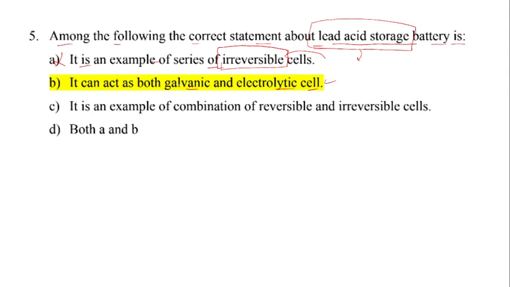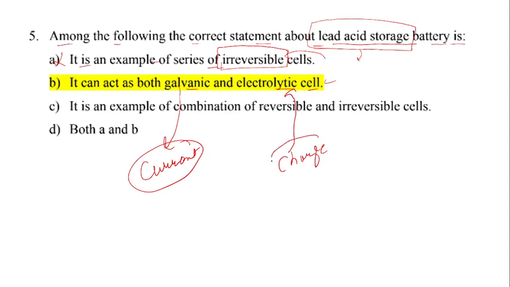A galvanic cell is when it is giving power or current. When it provides current, it works as a galvanic cell, and when you put the battery on charge, it works as an electrolytic cell. Both phenomena happen here, so this option is correct. We will explain a little more about the chemical reaction of this lead acid storage battery.